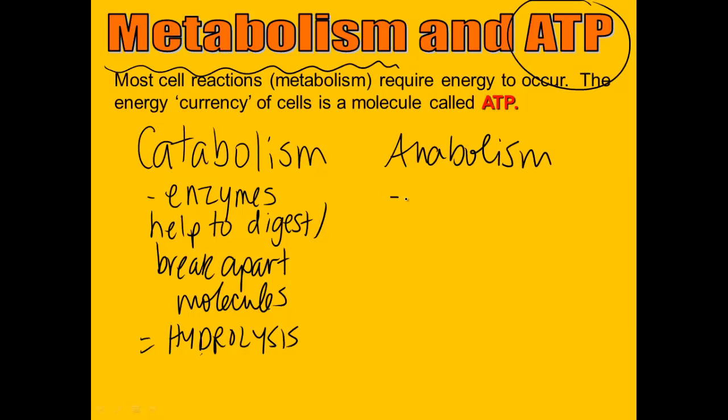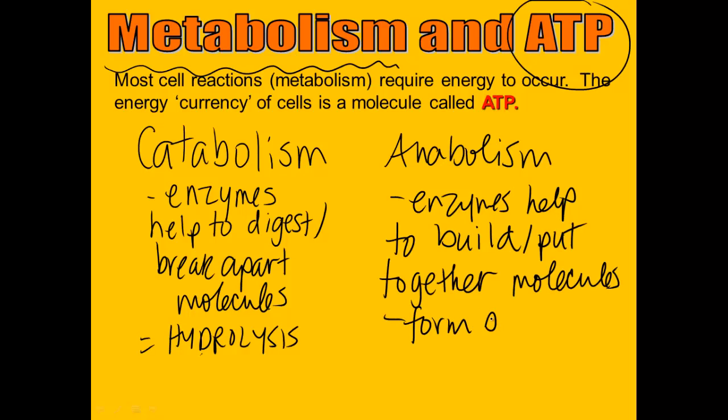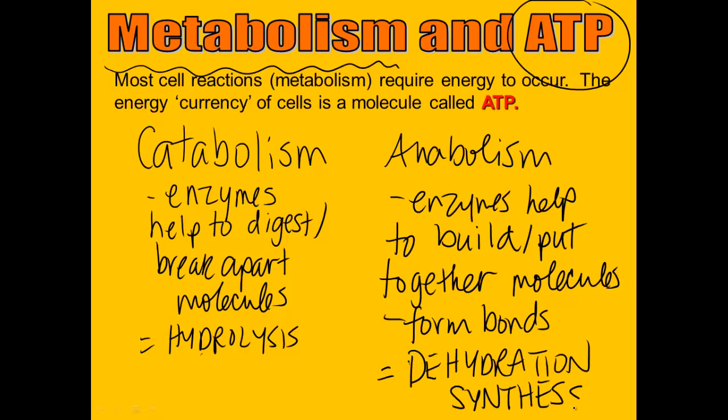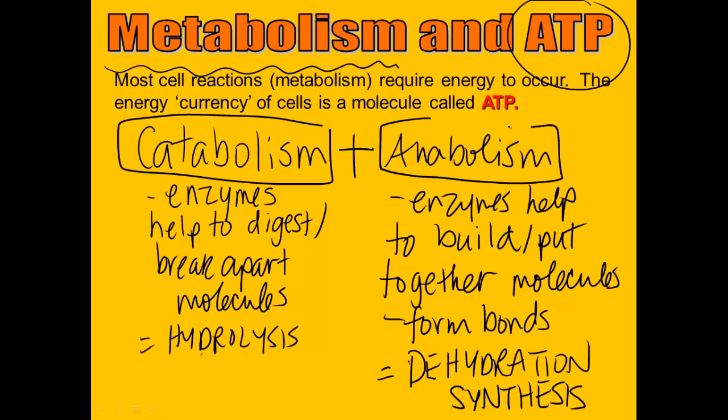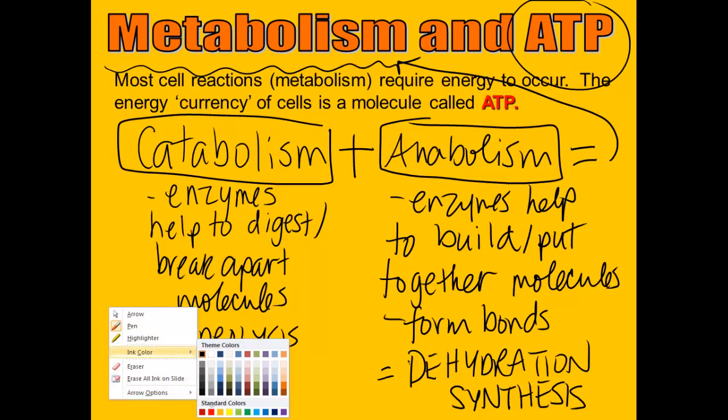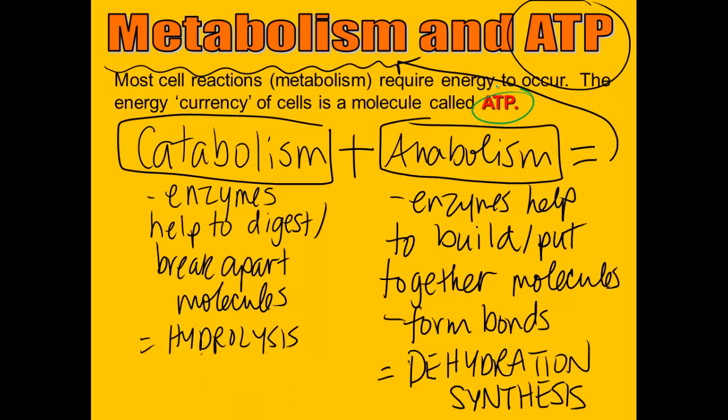Anabolism is when you need enzymes to help build molecules or form bonds between molecules, build polymers from monomers. And this, of course, is just another word for dehydration synthesis. And you lose a water every time you form a bond in the body. So when you take all of the catabolic and anabolic reactions in the body and you put them together, that, in essence, is metabolism. If you're going to do any of these reactions, you need ATP energy to do that.